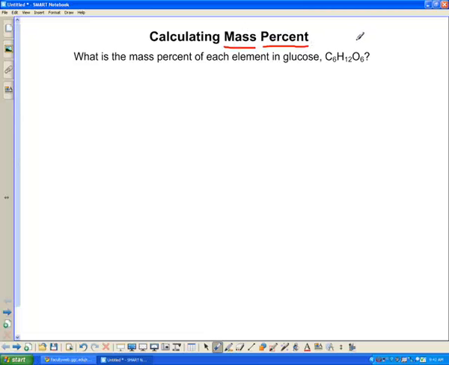Okay. Some of you may have seen something like this before. Some of you may have not. It doesn't matter. So one question might be, what is the mass percent of each element in glucose, C6H12O6?